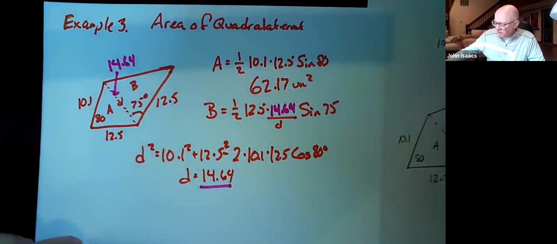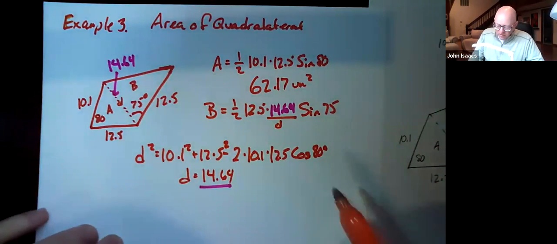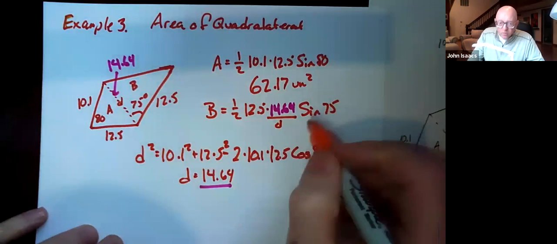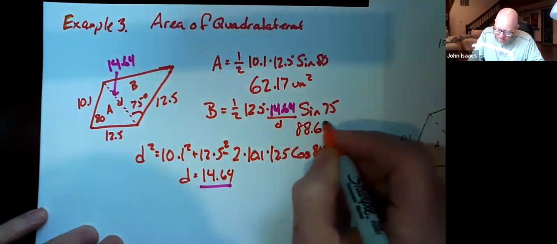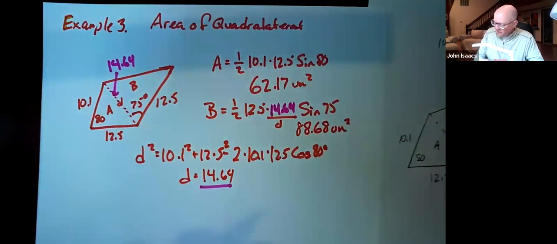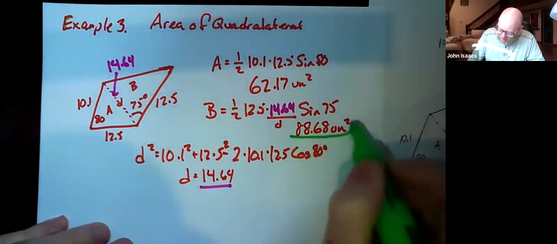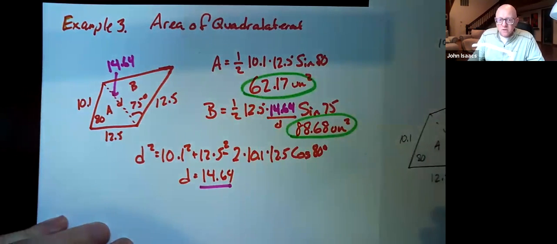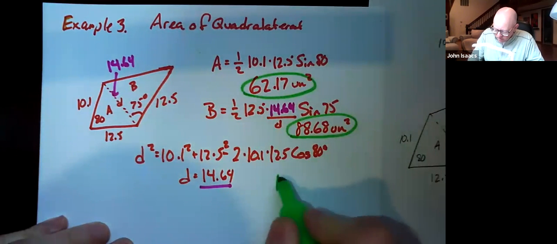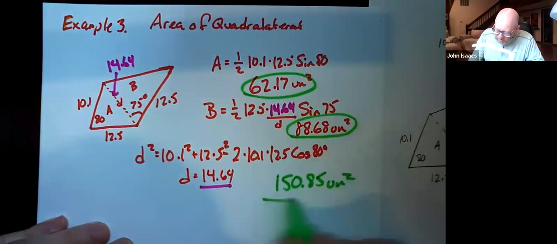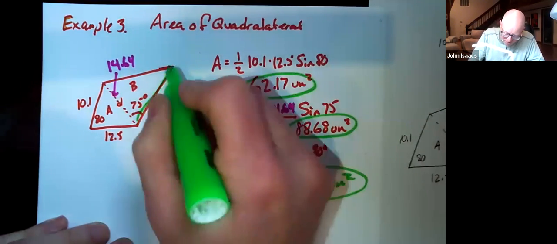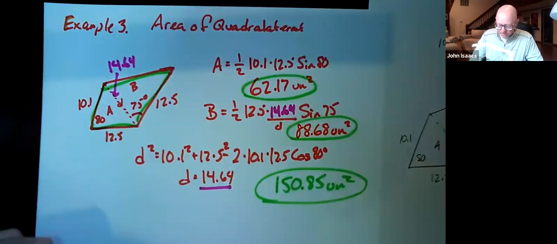I don't know if you can tell the pink from the orange. And then area B winds up being 88.68 units squared. And then we add those two numbers together to get our total area of 150.85 units squared. And that's our area of the entire shape. Okay, we'll do this in another example in a minute.